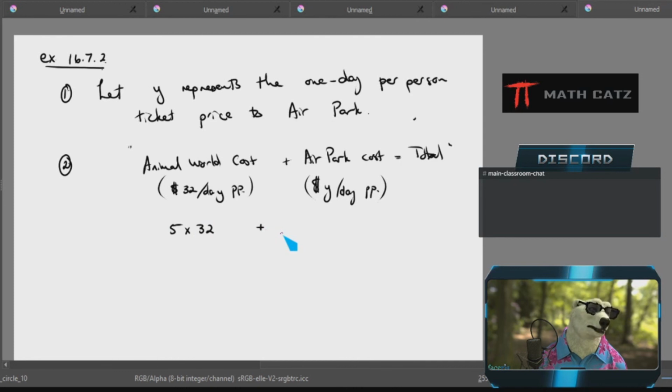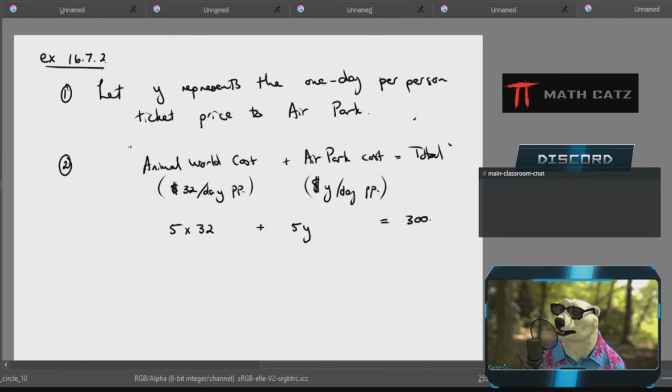Then she also bought tickets for the same number of people to Air Park. So that's going to be 5y. When it's a number and a variable, it doesn't need a times symbol. When it's 2 numbers, it needs a times symbol. Different rules. And then it's a total of $300.